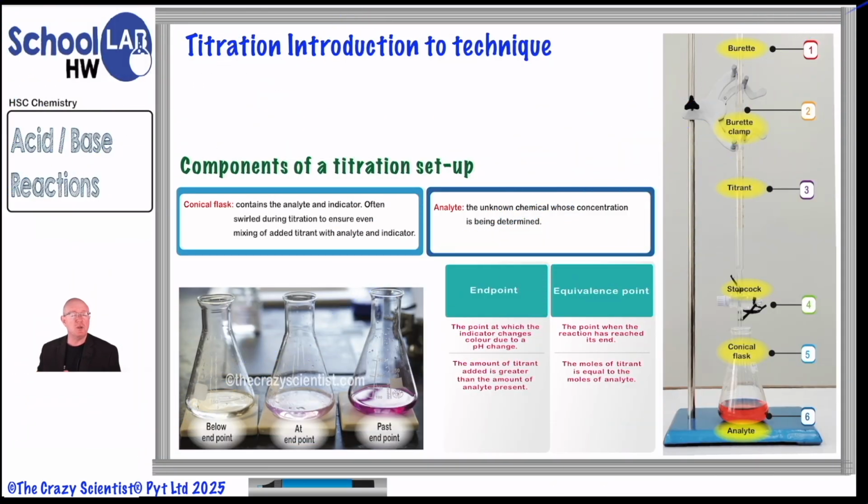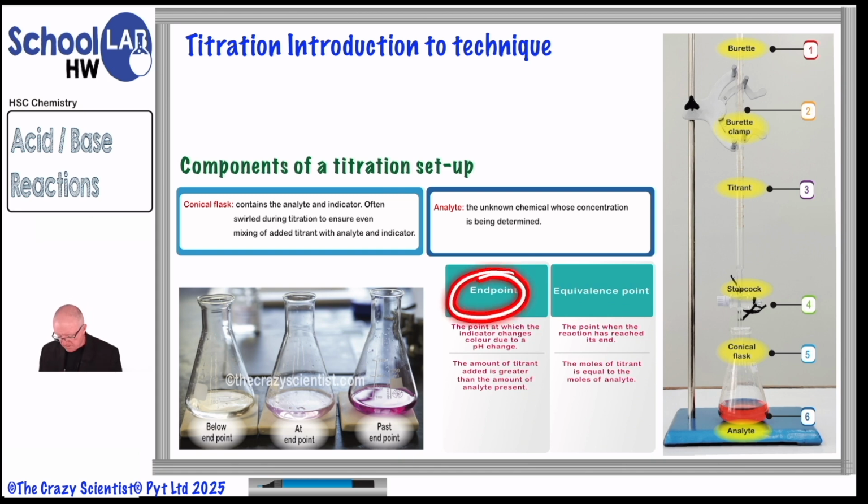Now, there's a difference between the terms equivalence point and endpoint. So equivalence point is the point at where the reaction has reached its end. In other words, the neutralization reaction has reached its end. We have added enough of the H plus to completely neutralize the number of moles of OH minus in solution to form water. Okay, the moles of titrant is equal to the moles of analyte that we have used, right? That's at the equivalence point. That's where we want to stop.